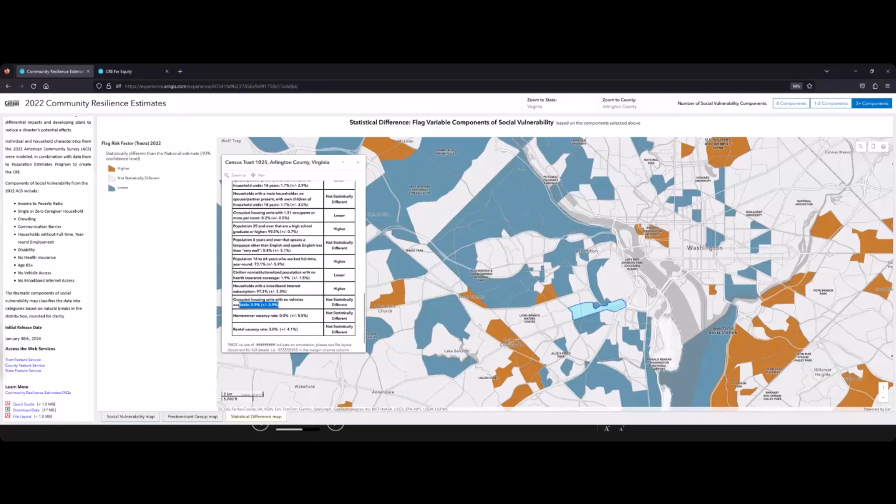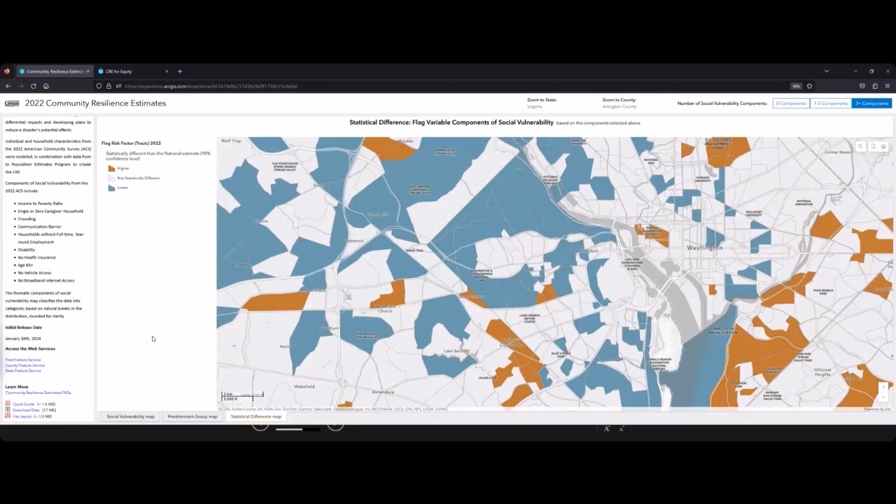Occupied housing units with no vehicles available, 5.9%. That is statistically different. All right. So this is the first dashboard, the standard CRE dashboard.